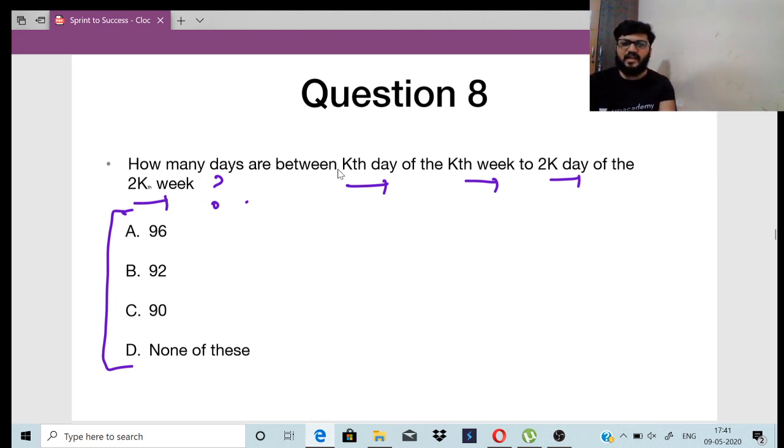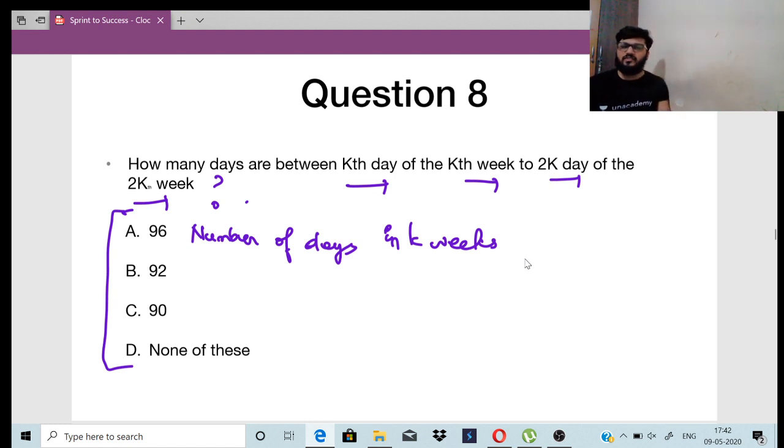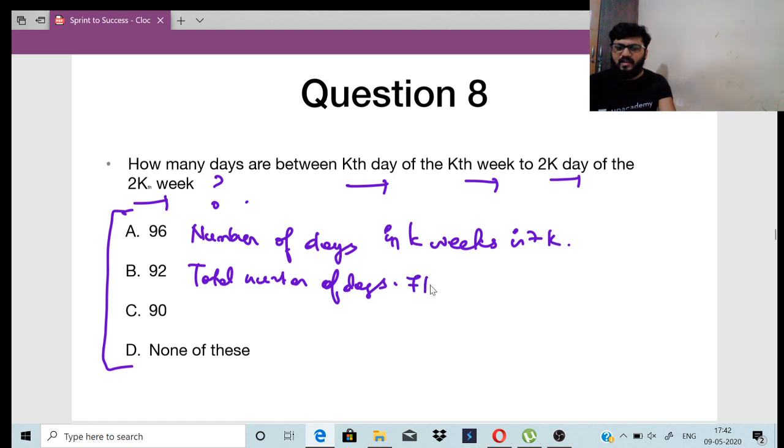So how many days are between the kth day? Tell me the number of days in k weeks. In a week, how many days will be there? Number of days in k weeks is 7k, right? In a week, there are 7 days. Number of days in k weeks is 7k, and the total number of days will be 7k plus k, which is 8k.